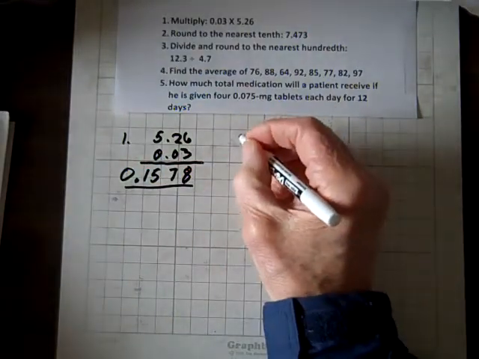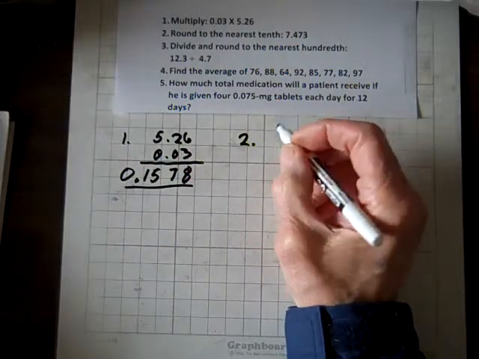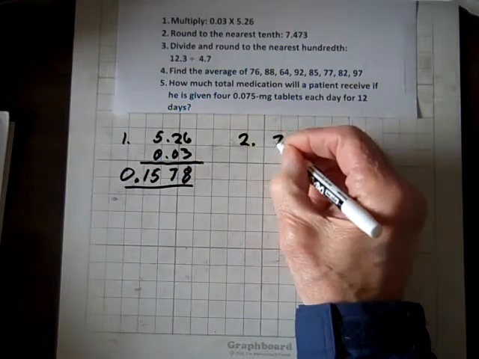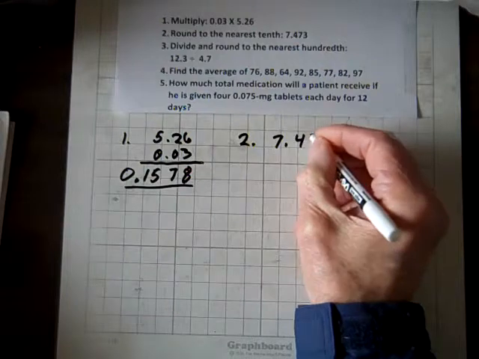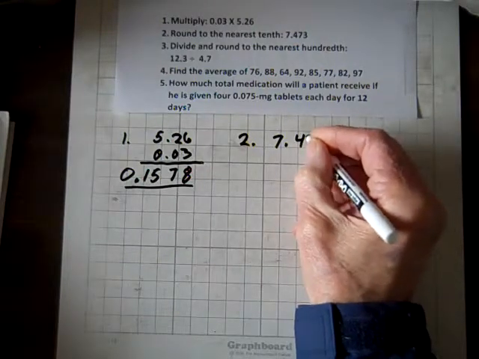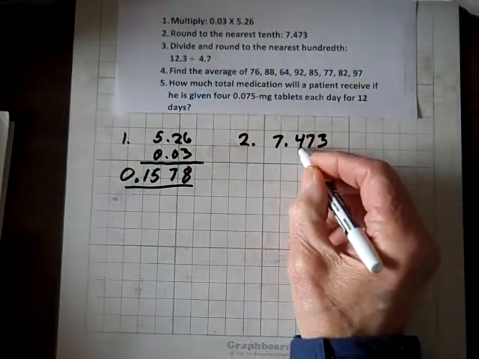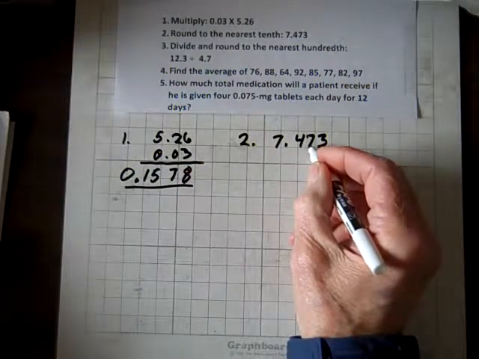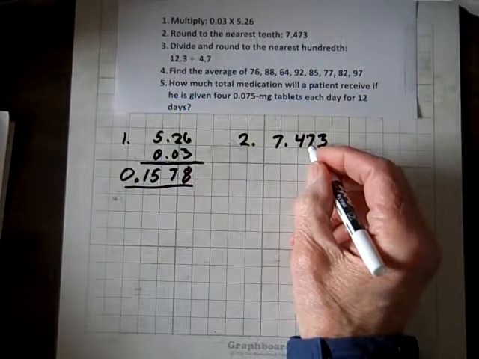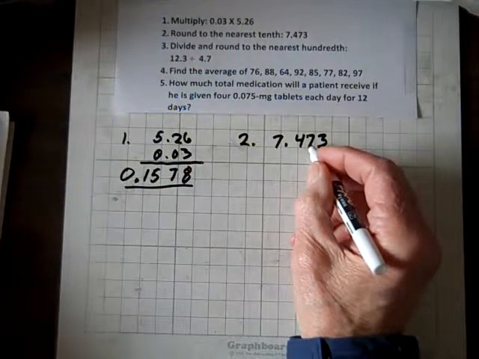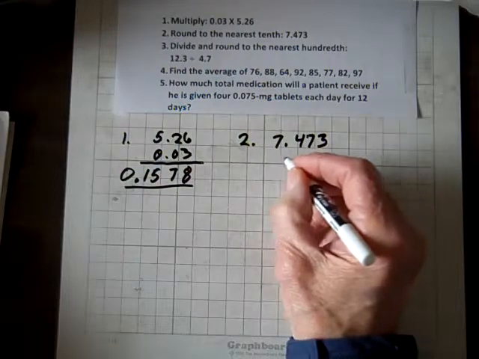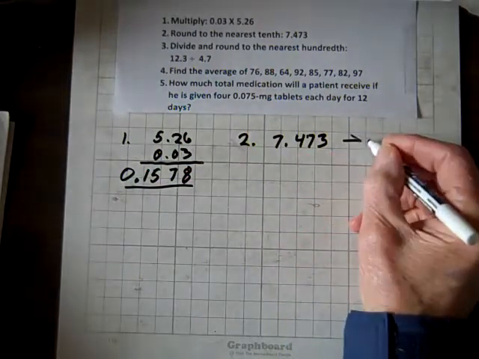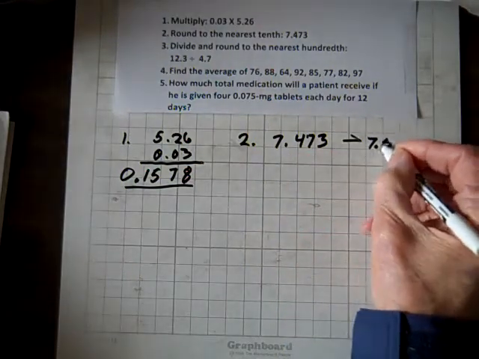So now number 2, it says round to the nearest tenth, so we've got 7.473, and if we round that to the nearest tenth, because the following digit in the hundredths position is 5 or greater than 5, then we're going to round up, and this will become 7.5.